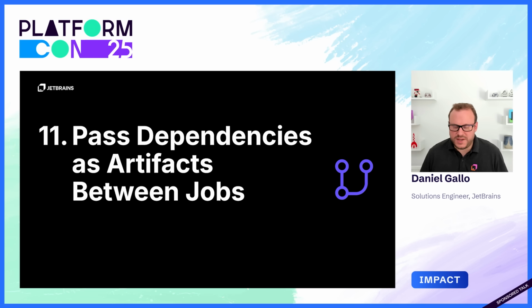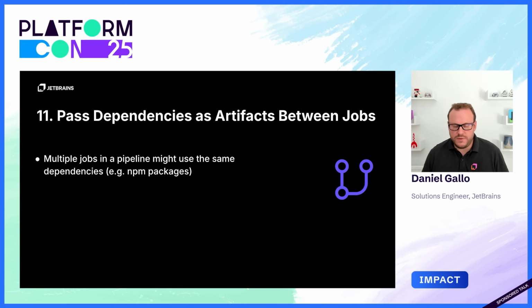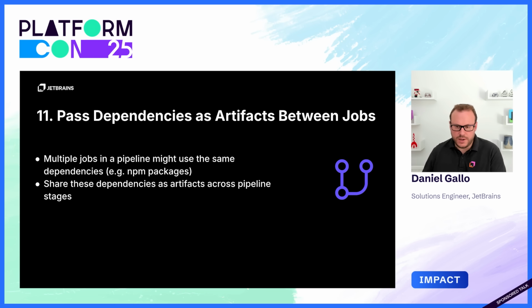Point number 11 is passing dependencies as artifacts between jobs. So if you have different jobs in the pipeline, they could all be using the same dependencies. For example, they could all be downloading NPM packages or some other packages from an external server. Rather than downloading all of those dependencies over the internet each time, you could store those dependencies as caches or artifact caches and share them across your build pipeline. This helps avoid the redundant downloads and installs and should hopefully increase the performance of your pipeline.